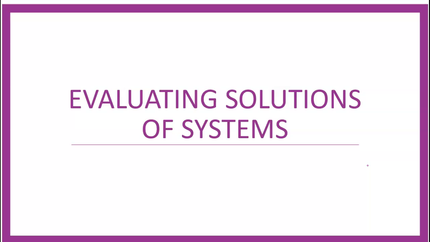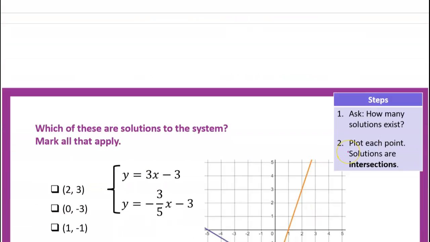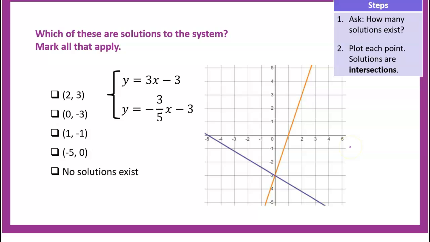All right, and then finally, we need to evaluate some solutions to systems. So in this case, we've been given a graph and it says, which of these are solutions to the system? Mark all that apply. Now that second bit is the most important part, mark all that apply. That tells us we may have more than one solution here. So our very first step is we're going to ask how many solutions exist.